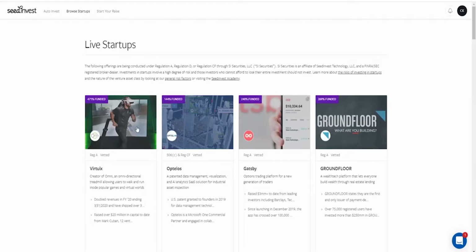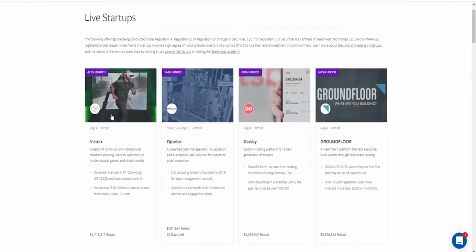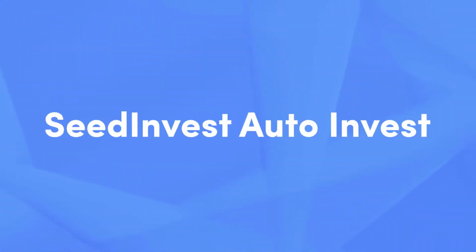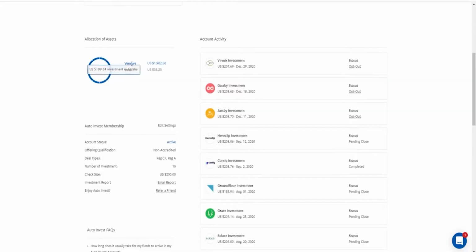And while you could potentially look through dozens of different startups to land on a few that you might be interested in, there's also another option on SeedInvest that can speed up this process for you. This is called SeedInvest Auto Invest and is one of the more popular features on the SeedInvest platform. With Auto Invest, you're able to build up a profile of up to 25 different startup investments in a very hands-off manner.